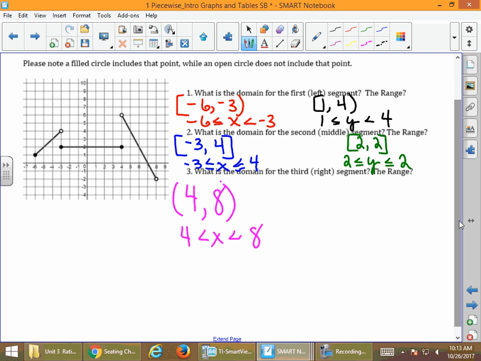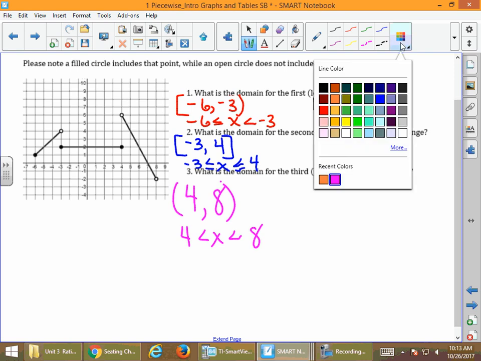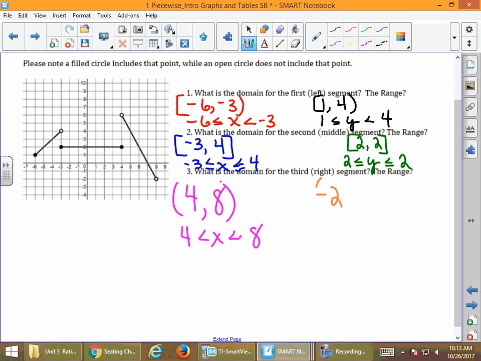Our lowest value on the graph is at this point 8, negative 2. So it's going to be negative 2. Our highest value on this graph is up here at 6. And again, this can be negative 2 is less than y is less than 6. So hoping that that's a little bit of review there.